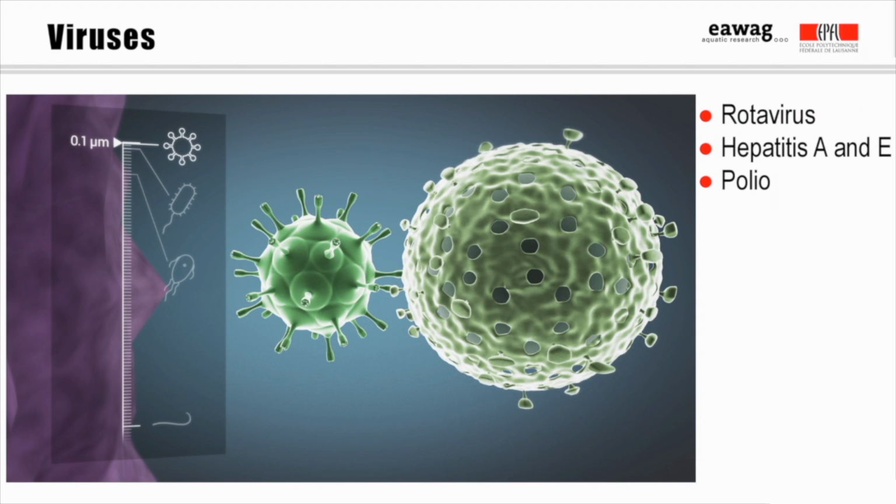Rotavirus is one of the main pathogens causing diarrheal disease. The GEMS project found rotavirus to be the single most commonly isolated pathogen among children with diarrheal disease. It is particularly prevalent among the youngest children.